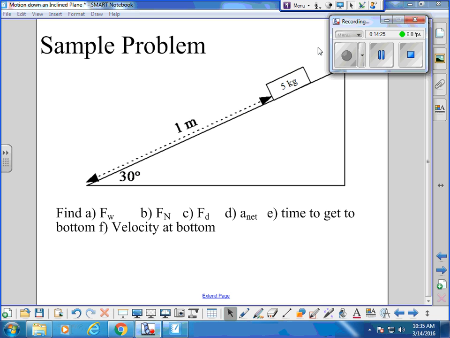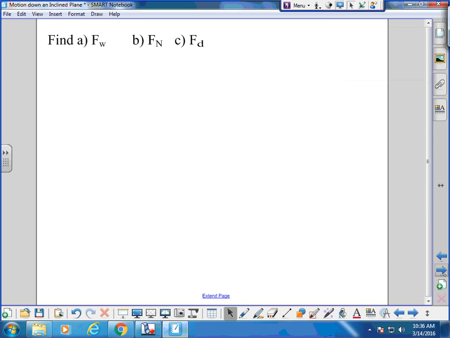Okay, so I've got a 5-kilogram box at the top of a ramp. The ramp is angled at 30 degrees. I've put the box 1 meter up the ramp just for easy figuring, and I've asked you to find a variety of things. In a test situation, I probably won't ask you to find FW, Fn, and FD because you're going to need to do those anyway. So I'm just showing you the steps to get to something like this. Let's see if I can do this without my notes.